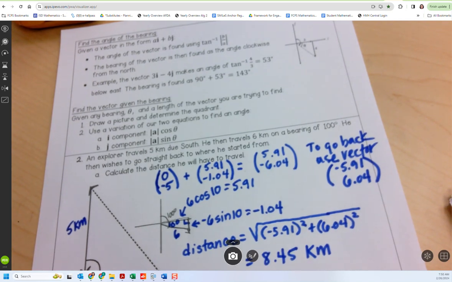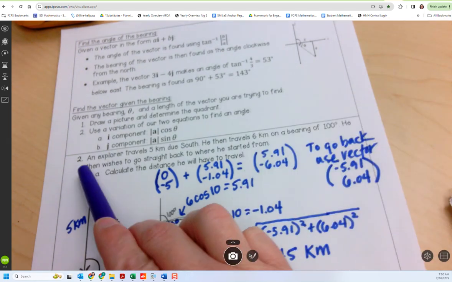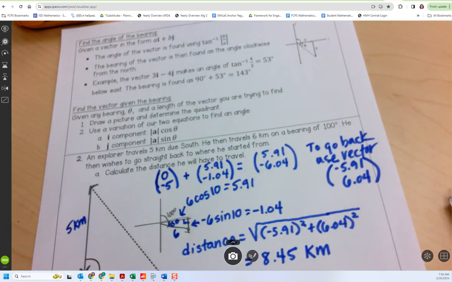Hello students, this is an alternate explanation for problem 2 from your topic 19 notes, and this is a problem about bearings. So in this problem, I'm going to set it up the same way we set up the original.